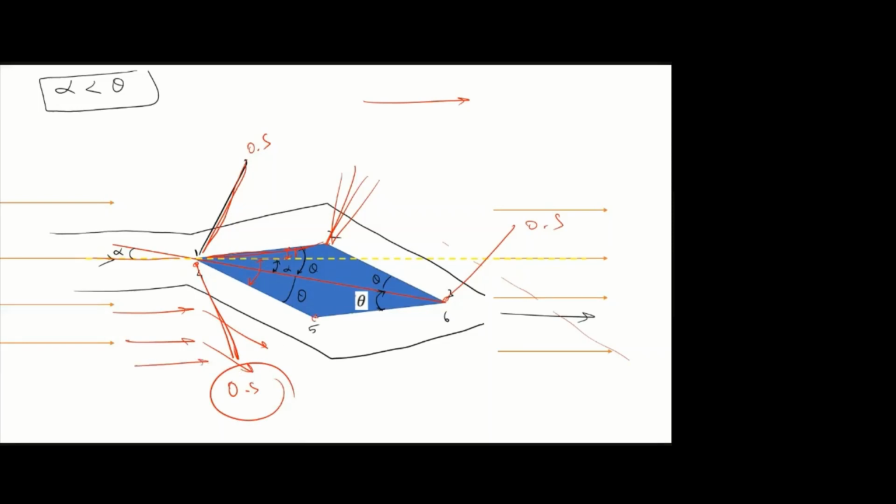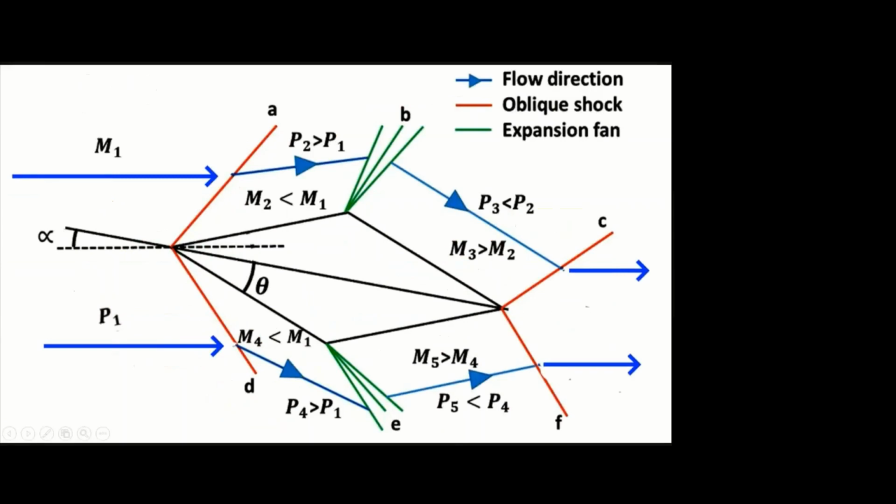So oblique here. Expansion. Yes, here expansion, because it has to go like this, but it is deflected away from itself. And here oblique. I already told you, like a mirror image. This and this, like a mirror image. So this is how you will get the shock wave pattern and flow direction for this alpha less than theta case. Same thing explained here: oblique, expansion, oblique.